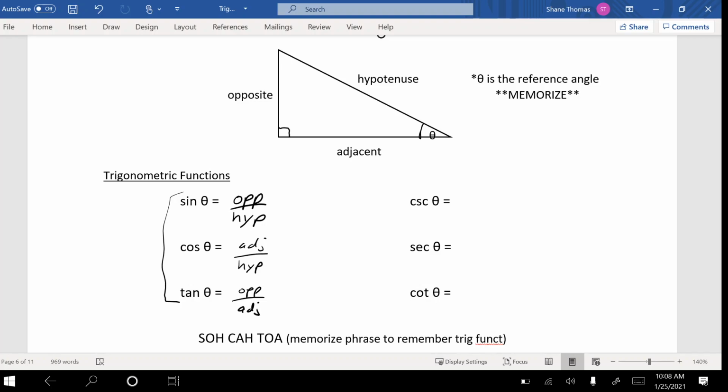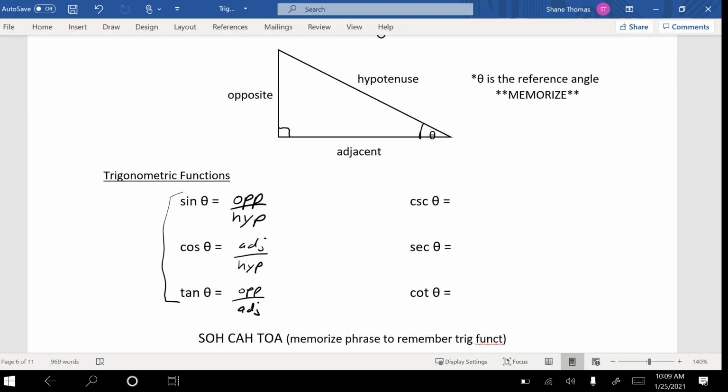Now, the big ones, like I said, sine, cosine, tangent. I need you to memorize these three. These ones here are kind of your secondary trig functions. This is cosecant, secant, and cotangent. So these are your mains, these are your secondaries. All these are going to be inverses. So if you can remember sine, cosine, and tangent, have those memorized, you can make the other ones.